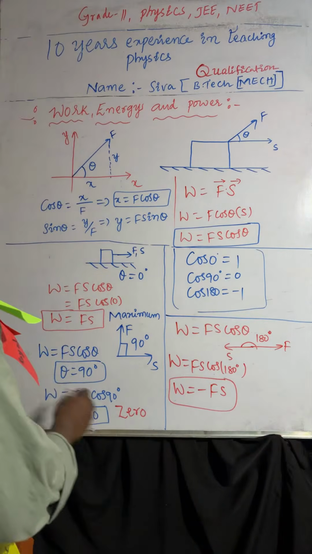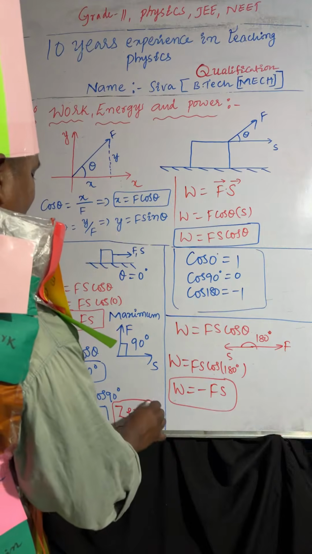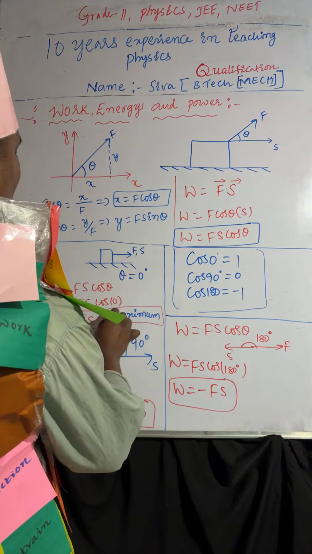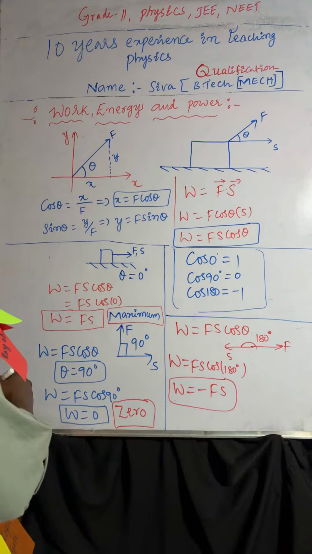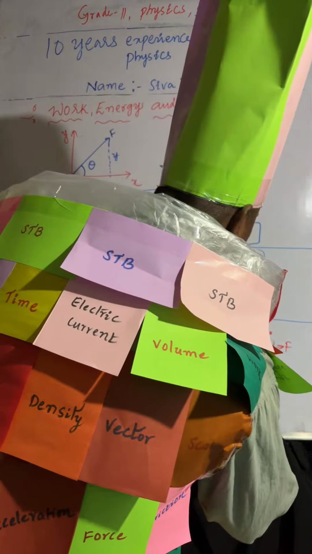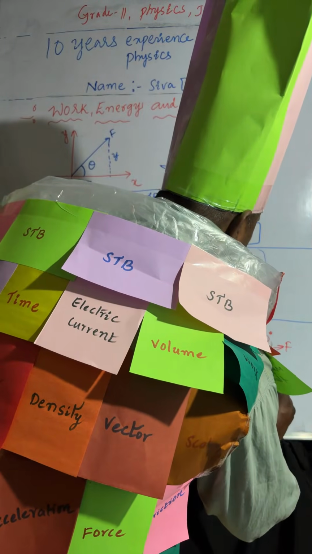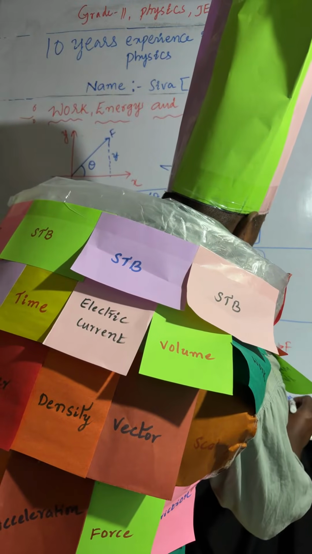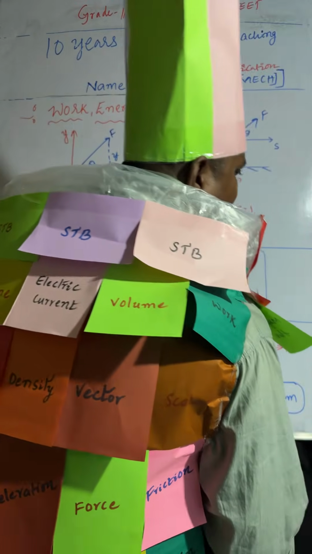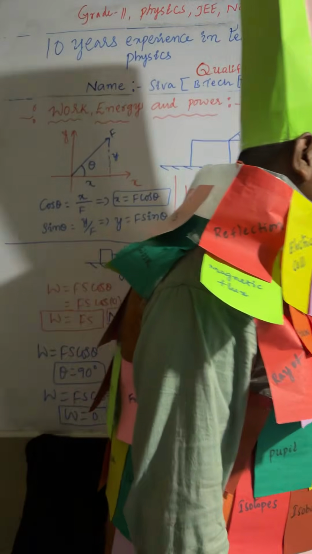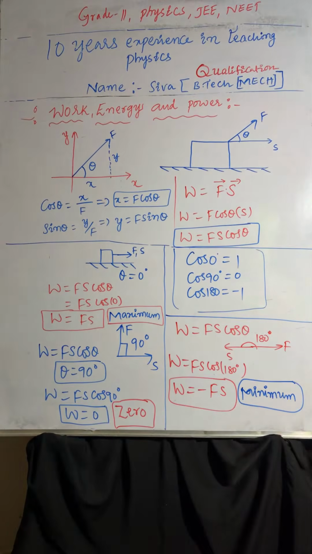Work done is 0 here, maximum work done here, and the minimum work done here. Is it clear? Work done is maximum, work done is 0, work done is minimum. I hope it is very clear. Understood or not?